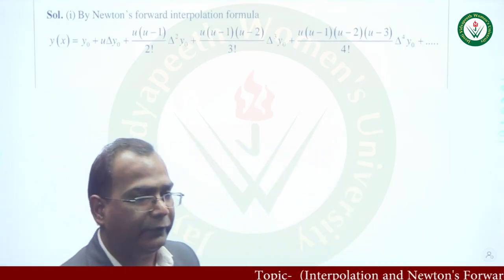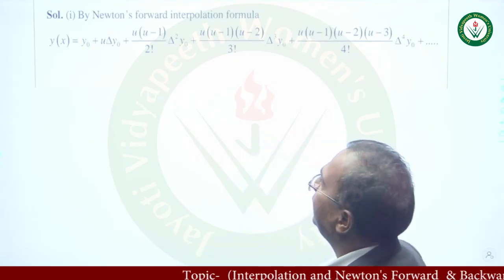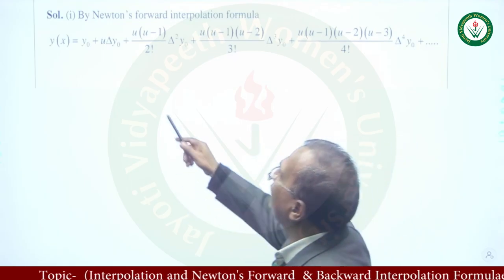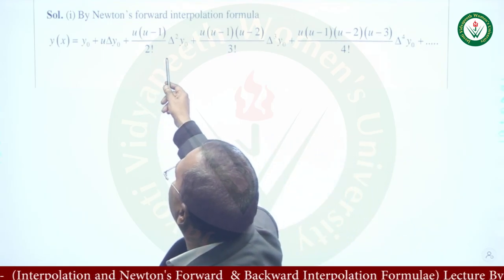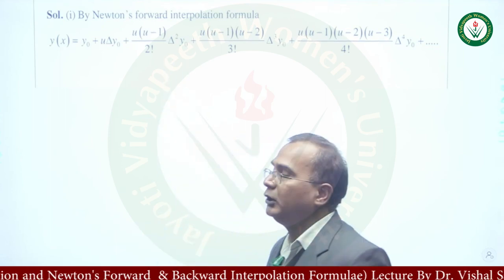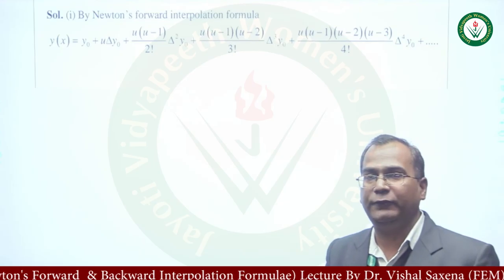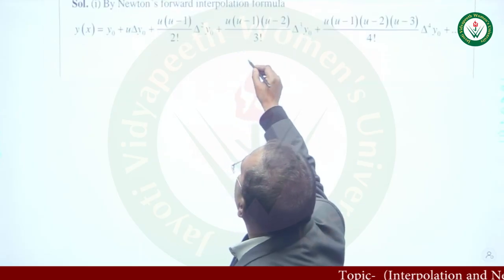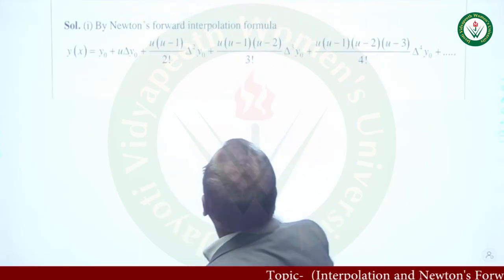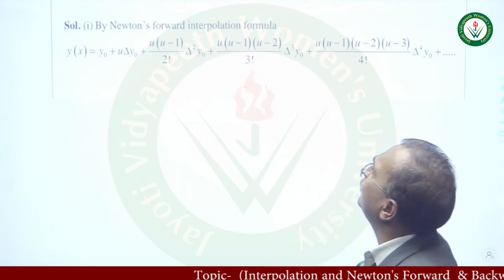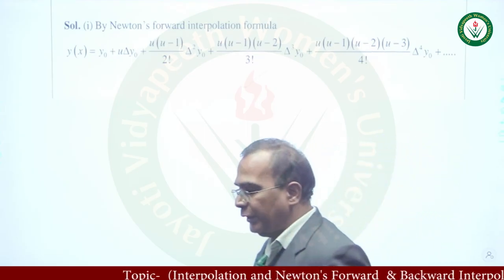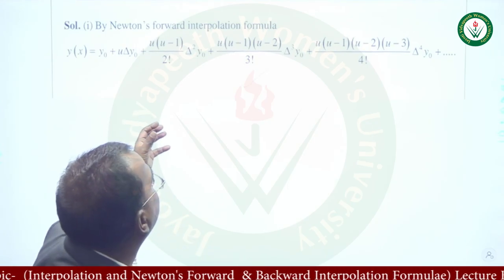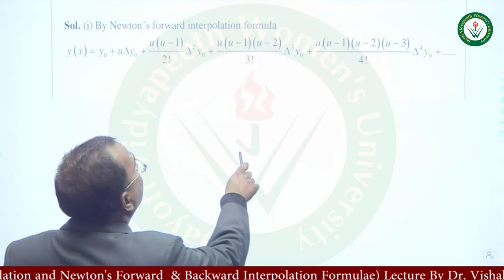with the exact notation taken in terms of y naught. We can take it in terms of y_n also, but y naught is the better way. So Newton's forward interpolation formula is y_x equals y naught plus u into del y naught plus u into u minus 1 upon 2 factorial del square y naught. Then in a similar format we proceed with the next terms: plus u into u minus 1 into u minus 2 upon 3 factorial del cube y naught, and in the similar way we take the next terms. So this is called Newton's forward interpolation formula.